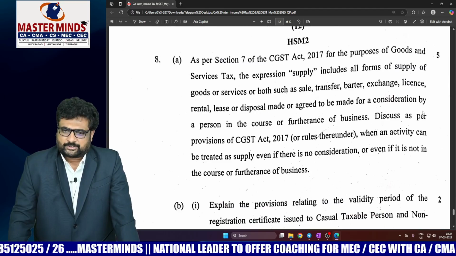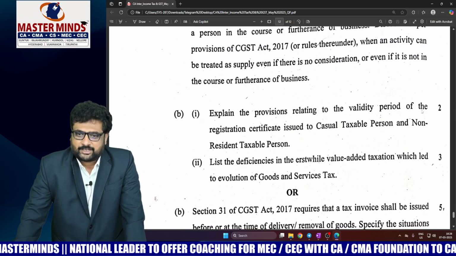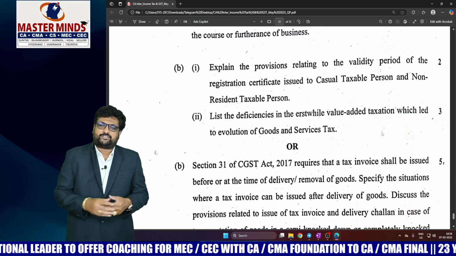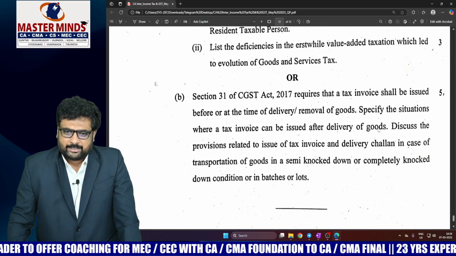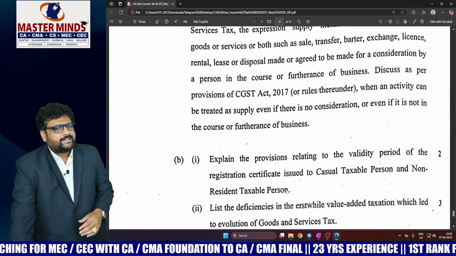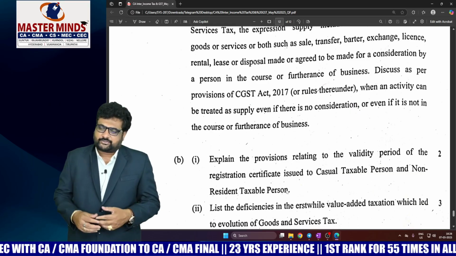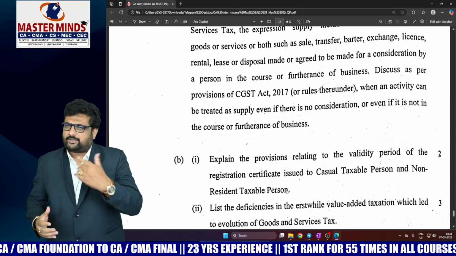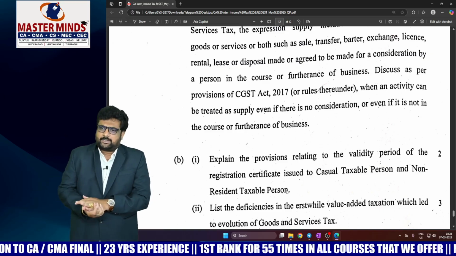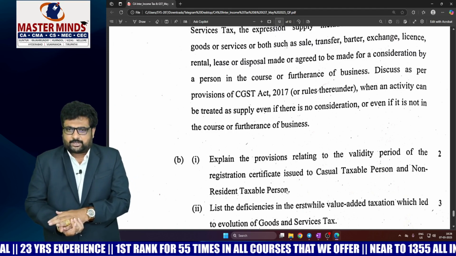And 8A is based on supply, that means supply without consideration, 7(1)(c) topic, a straightforward question. CDP and NRDP, section 27, straightforward theory. Deficiencies in the, that means the first chapter, ma'am, very easy. And here, when the completely knocked down or semi knocked down conditions are there, the 8th question was dead easy. So the 5th question was moderate, the 6th one was easy, the 7th one difficult, and the 8th one is straightforward and easy. So according to my opinion, the 7th one shall be taken as choice. If you are able to write the rest of them, it is easy to get at least 40 to 60 out of this paper. So the overall paper opinion, I can say it is moderate to easy.